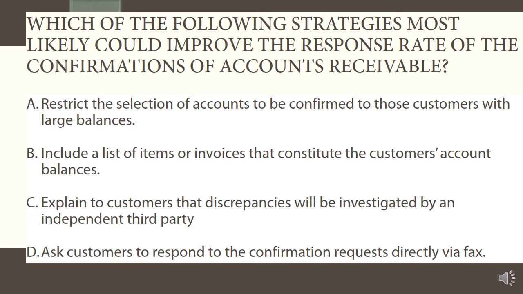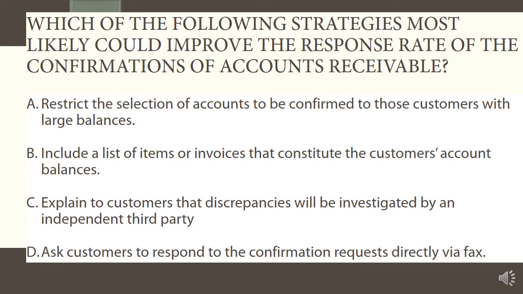Let's look at the other choices. Item A, restrict the selection of accounts to be confirmed to those customers with large balances. From a risk perspective, this is good. From a sampling perspective, it's not so good. You want to sample everybody. Furthermore, improving the likelihood of responding reduces your risk.